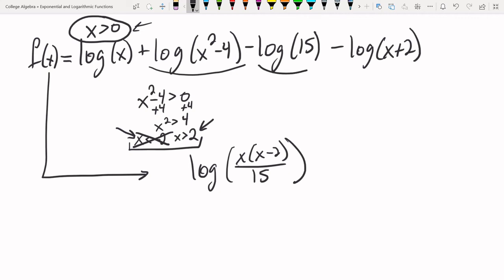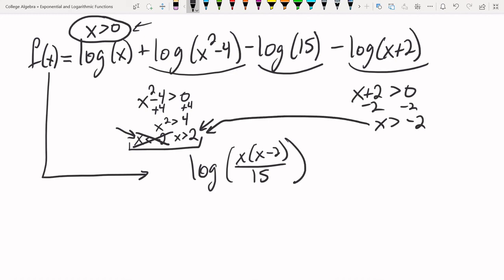Okay, log base 15, that's just a number. You can actually type that into a calculator and solve it. And then log x plus 2. This is x plus 2 must be greater than 0. Again, it always has to be greater than 0. And then subtract 2, x must be greater than negative 2. But if x is greater than 2, then x is already going to be greater than -2. So we know our domain must be x greater than 2.